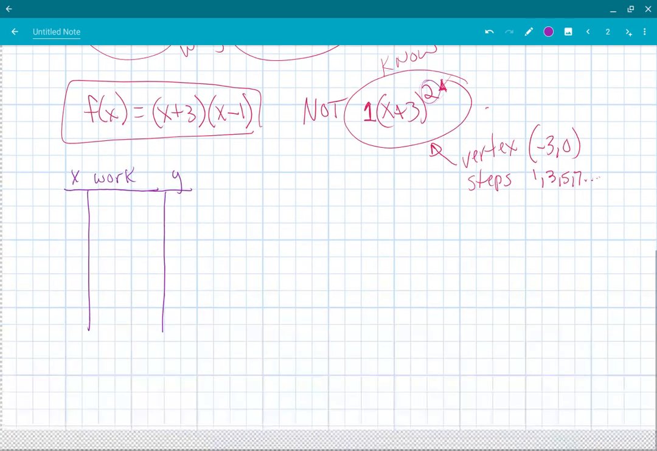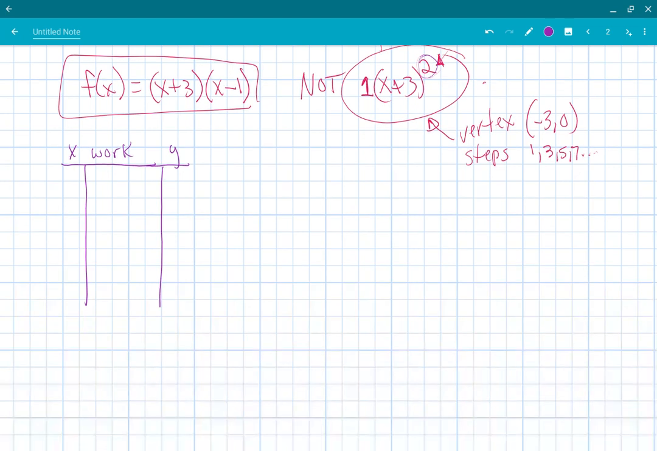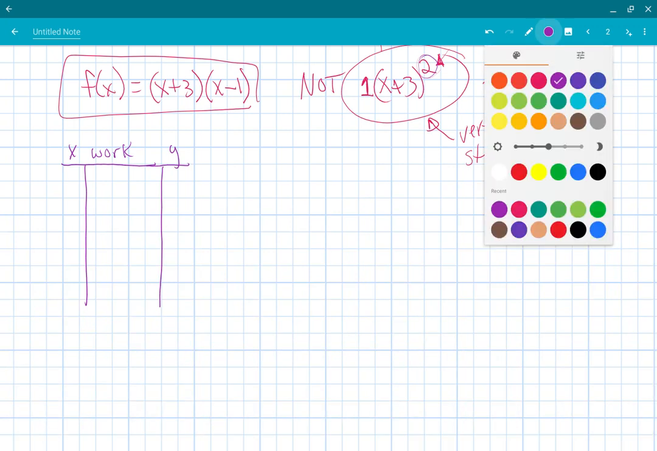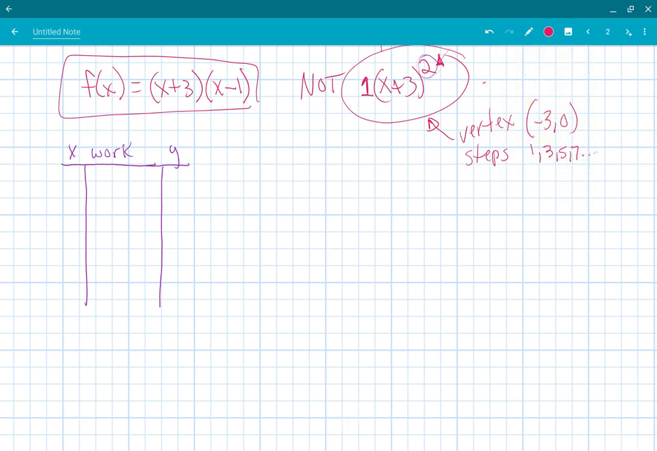There we go. All right, guys, I'll take your educated guesses. What would be a good number to input for x so that it will be easy to do the math? What would be a good number to start with? 4. Okay, let's put a 4. So I'm going to replace all the x's with 4.